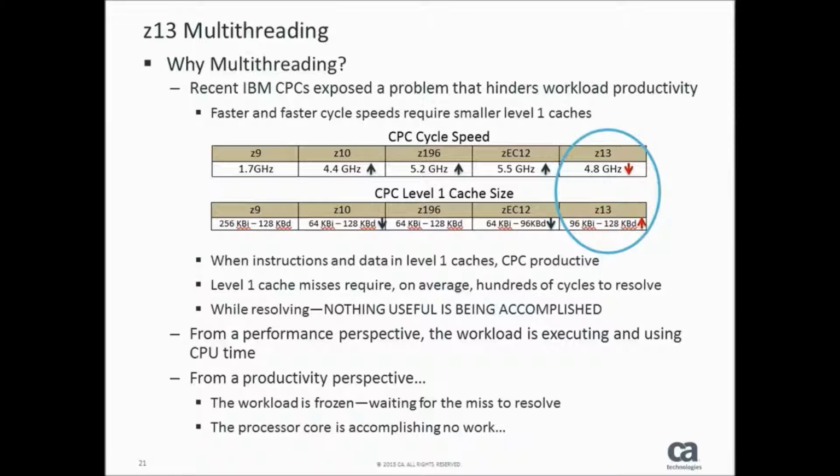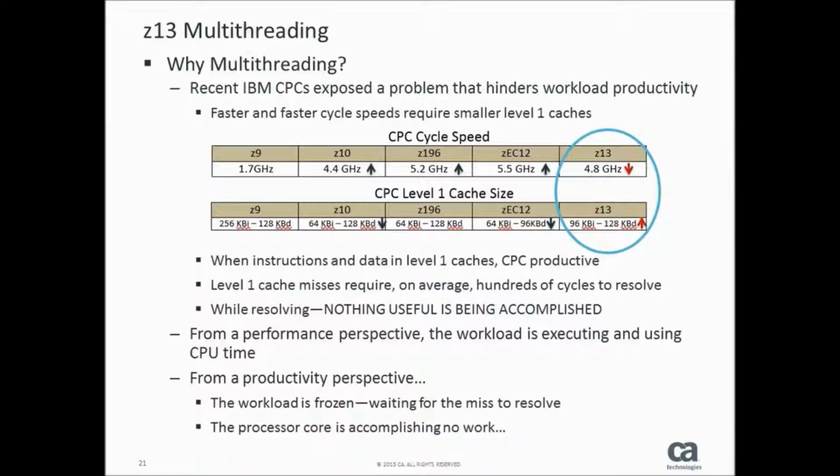And as the cycle speed increases, you look at the Z10, there's a big jump in cycle speed, more than double. You can see that the cache sizes drop dramatically, 256 down to 64. And the reason was there's less time at that speed per cycle to find what they're looking for in the caches. And you can see with the down arrows, they were able to keep the cache size the same with the Z196, maybe improved chip technology.